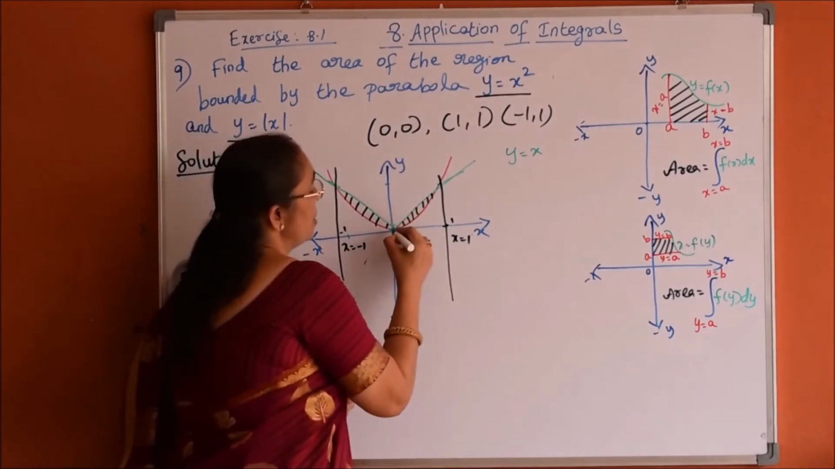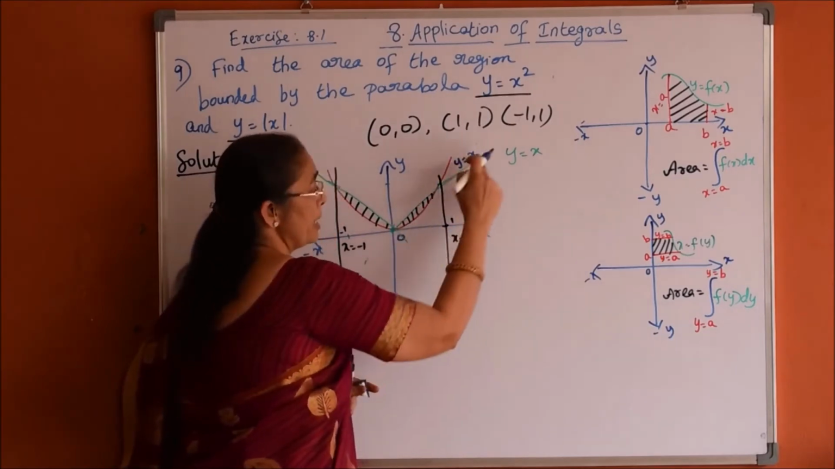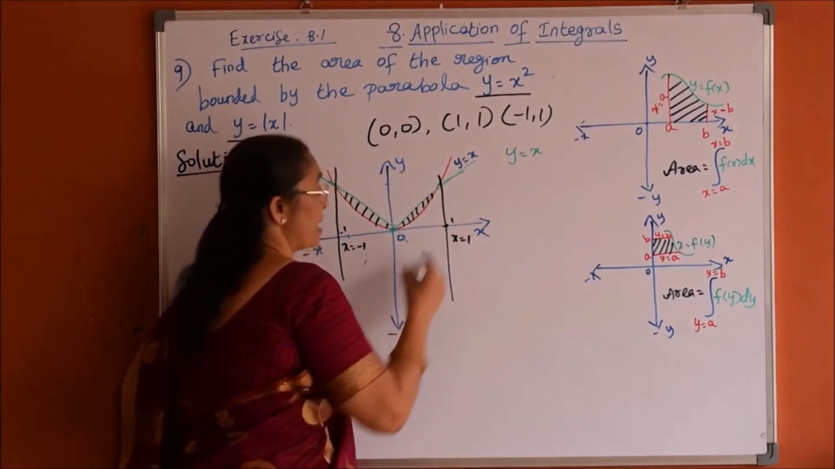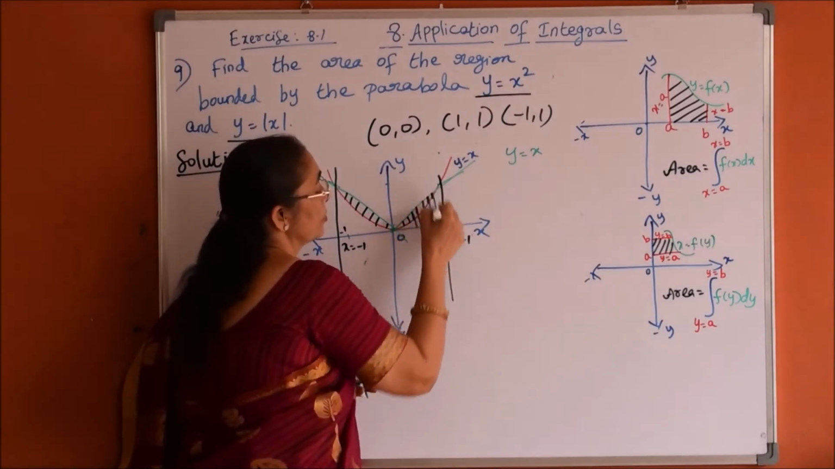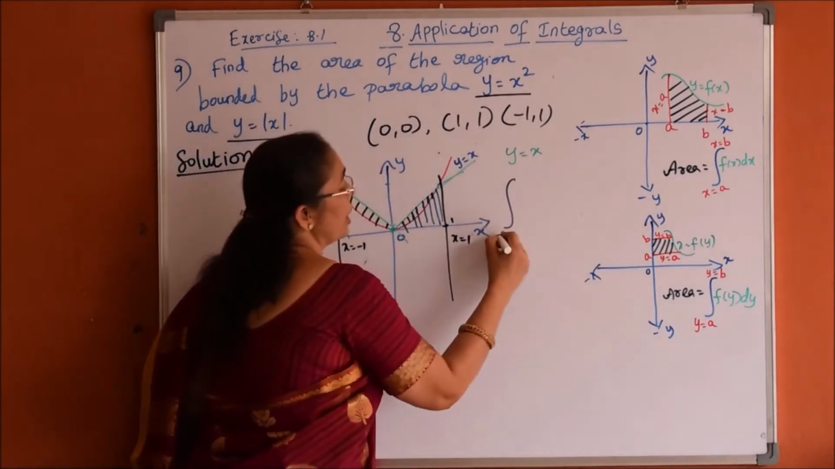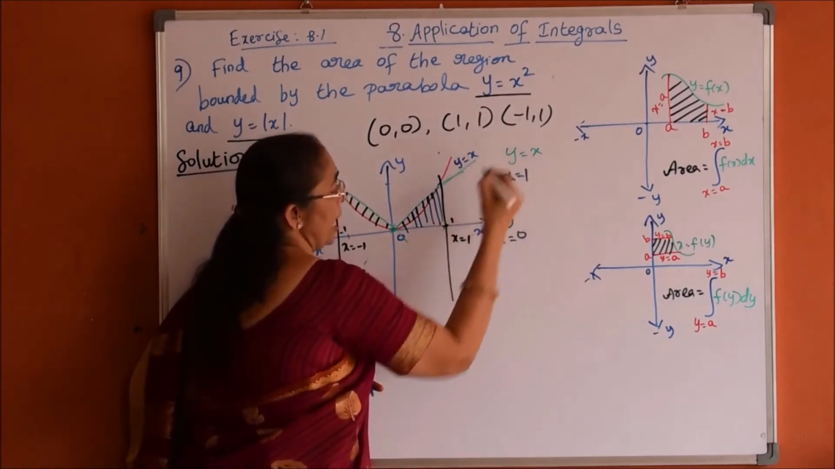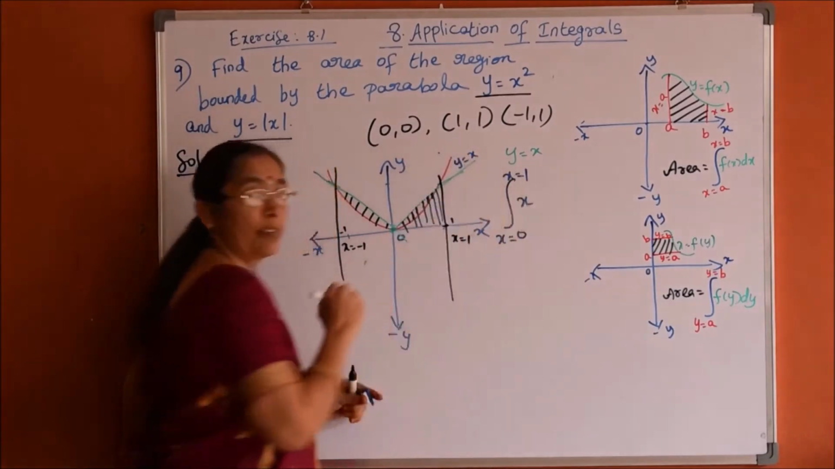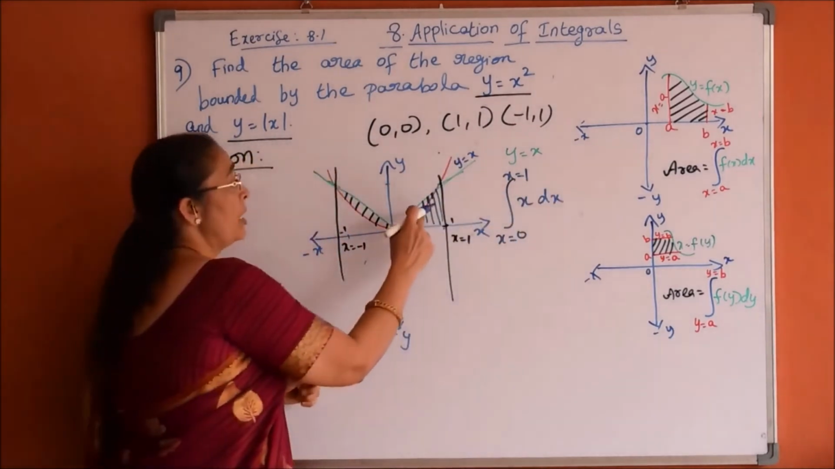First, this line y is equal to x. The area covered by the line y is equal to x with the x axis between the two straight lines x is equal to 0 and x is equal to 1 is nothing but this full area. The blue color shaded part is nothing but the integration from x is equal to 0, one line, to x is equal to 1, another line, of the function y is equal to x with the x axis. So this is that blue color area.